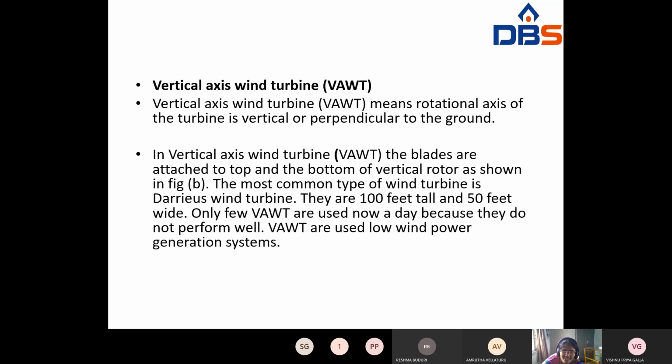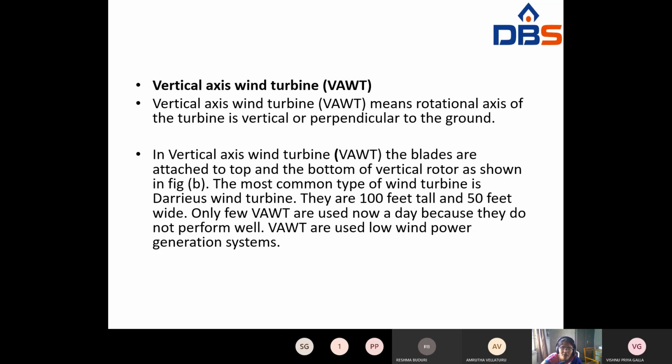The most common vertical wind turbine is the Darrieus wind turbine. There are many types in this category, according to the company. Mostly we are using the Darrieus wind turbine. They are 100 feet tall and 50 feet wide. The height will be 100 feet, the width will be 50 feet.